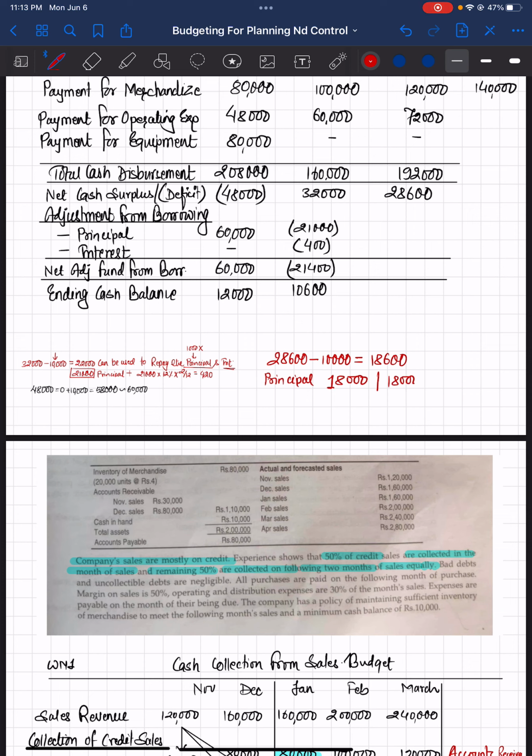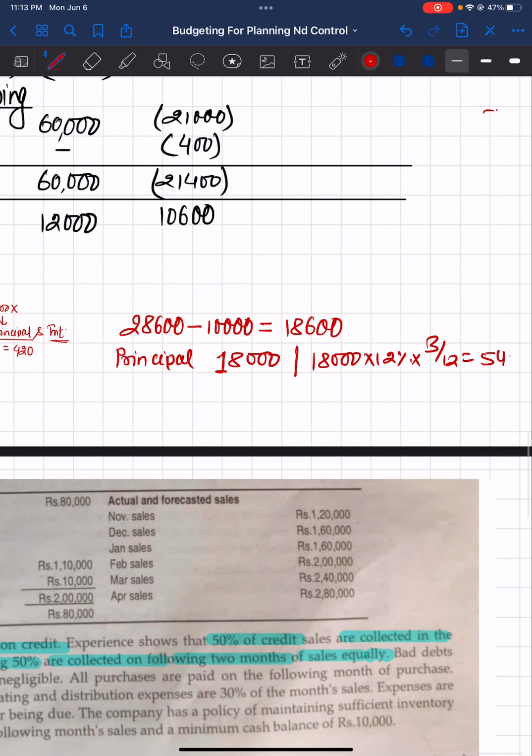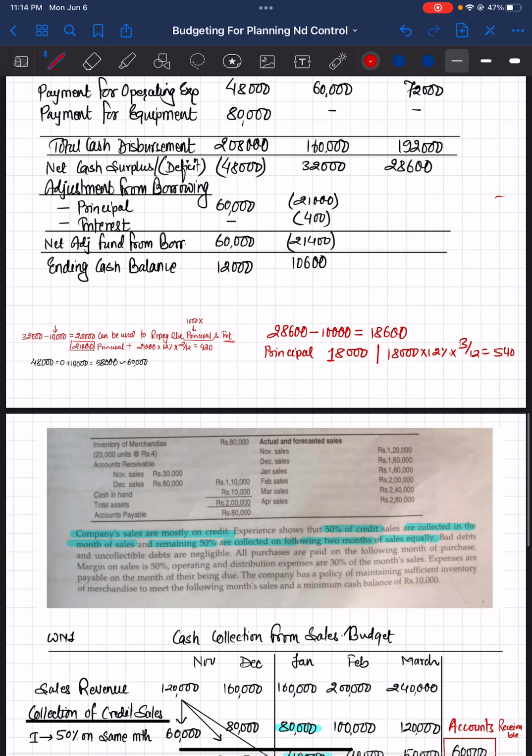So 18,000, 12% for the 3 months, we have 540. So as you can see, we have a total of 18,600. Out of that, we have paid 18,000 in the principal and 540 for the interest for this 18,000. And since 540 is less than 600, we are able to pay this amount of money as an interest for this 18,000. So let's write it down.